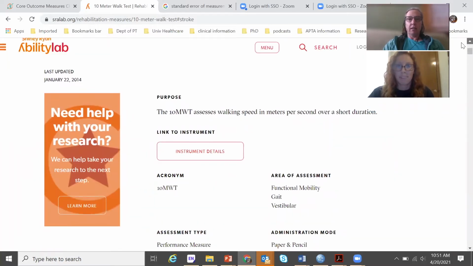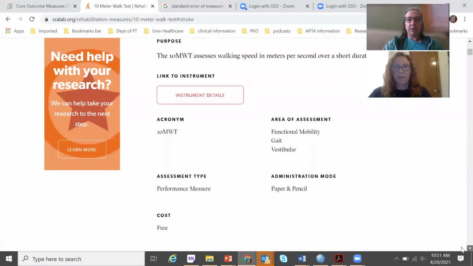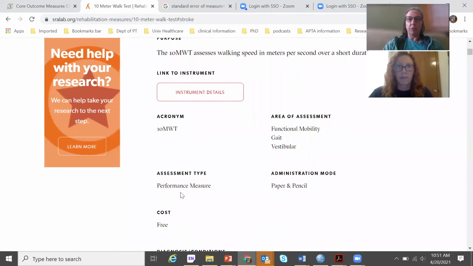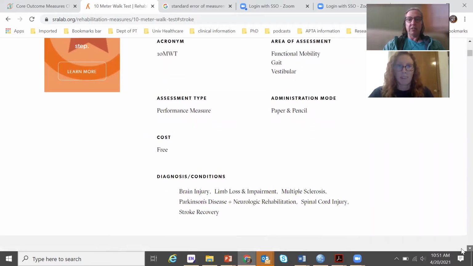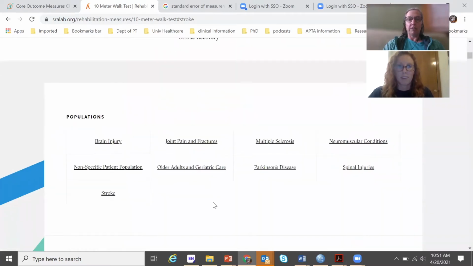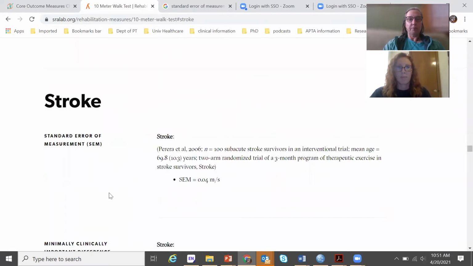It states the purpose of the 10-meter walk test. It states what it's assessing: functional mobility, gait, potentially vestibular. It tells you what type of measure it is. They're calling this a performance measure, and the cost is free. So we're going to go to the section down here that is specific to individuals post-stroke. They give us our populations. We're going to click on individuals post-stroke.